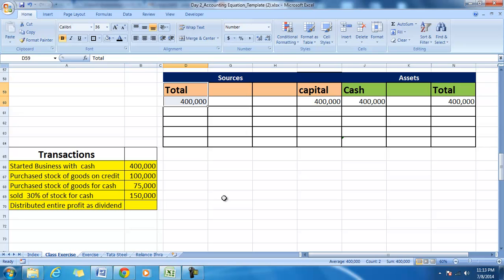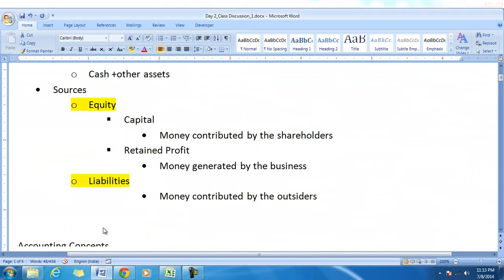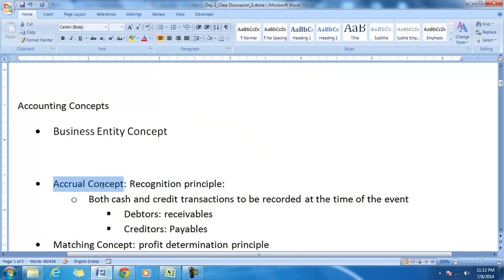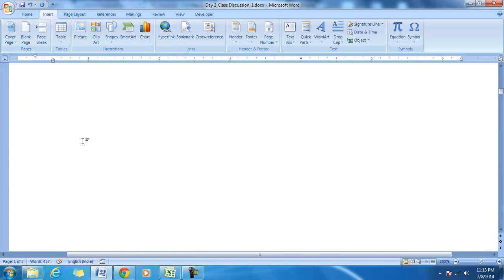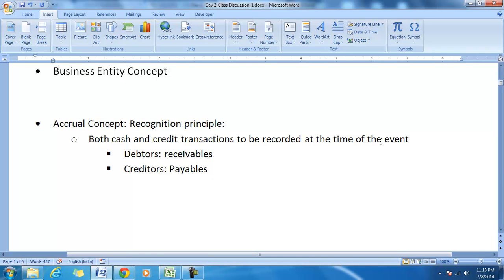Purchase stock of goods on credit. So it's a credit transaction. According to the accrual concept, which is a recognition principle, both cash and credit transactions should be recorded at the time of the happening of the event. So if goods are purchased on credit, there will be a creditor, which is also called a payable, and if the goods are sold on credit, there will be a receivable, which is also known as a debtor.